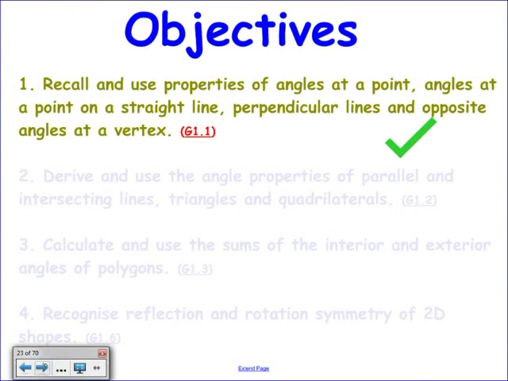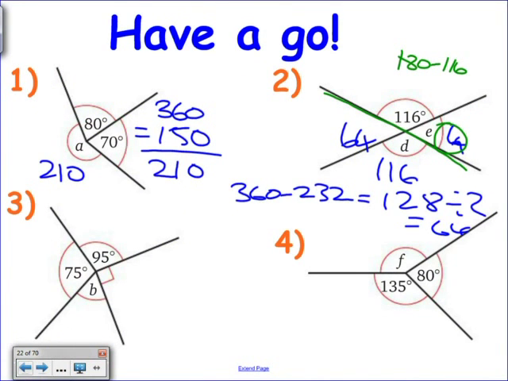Oh, sorry, I've got the other ones to answer. So this one here, B. What did we get for B?